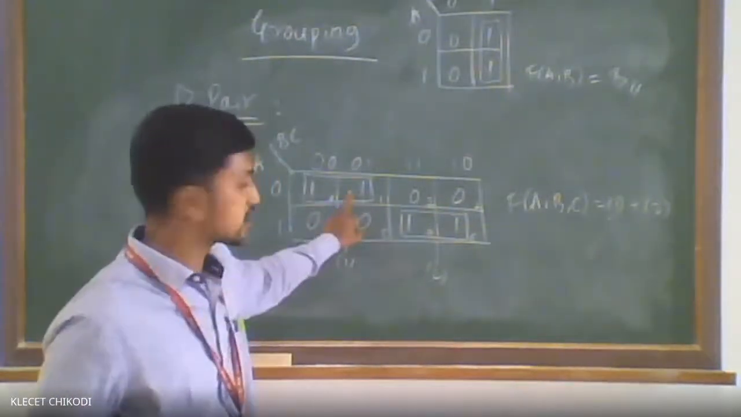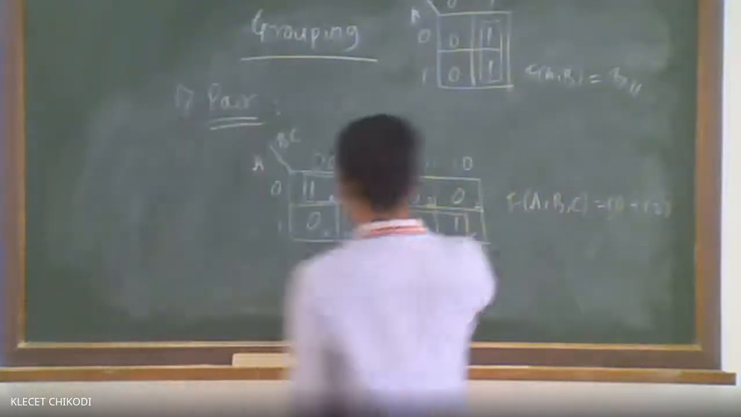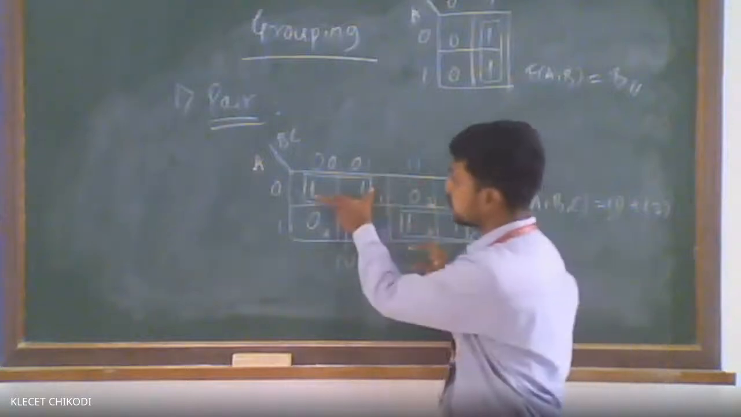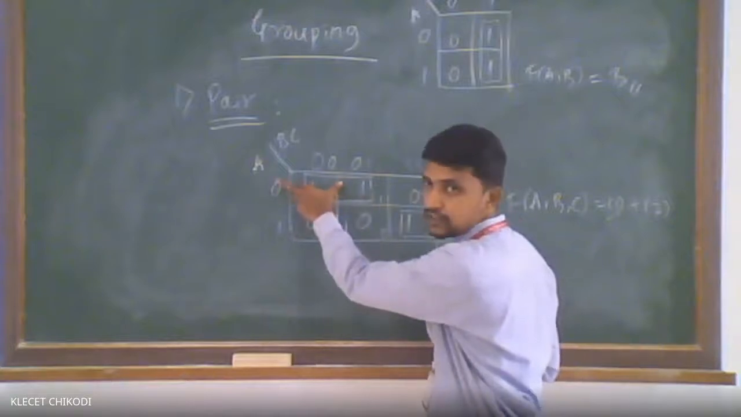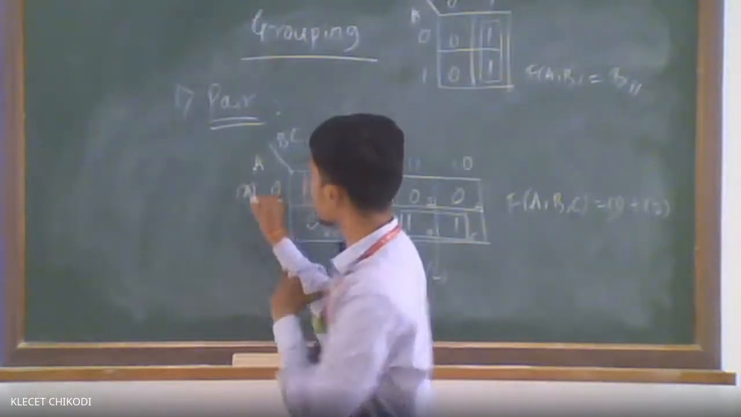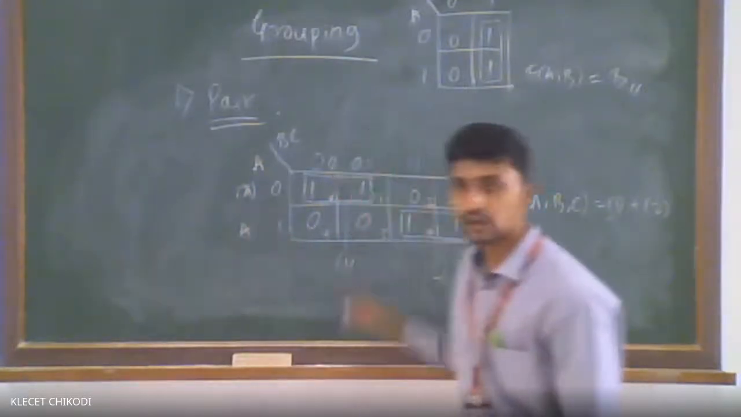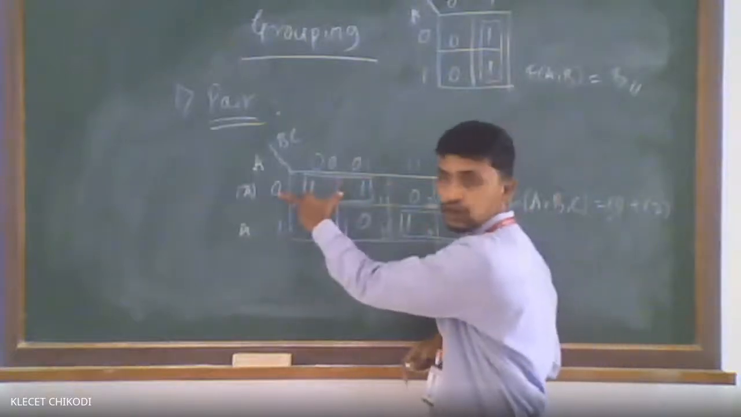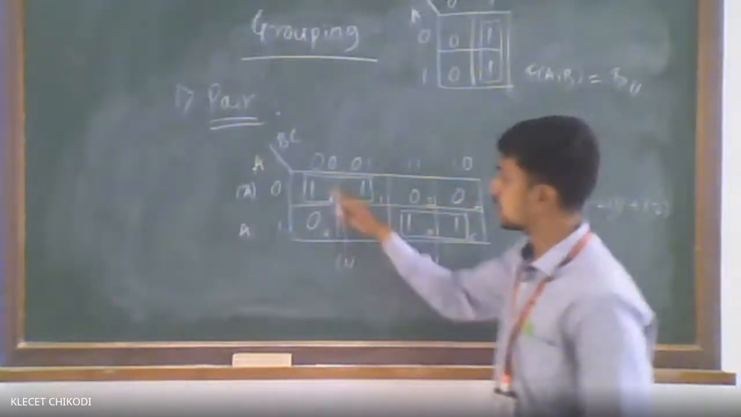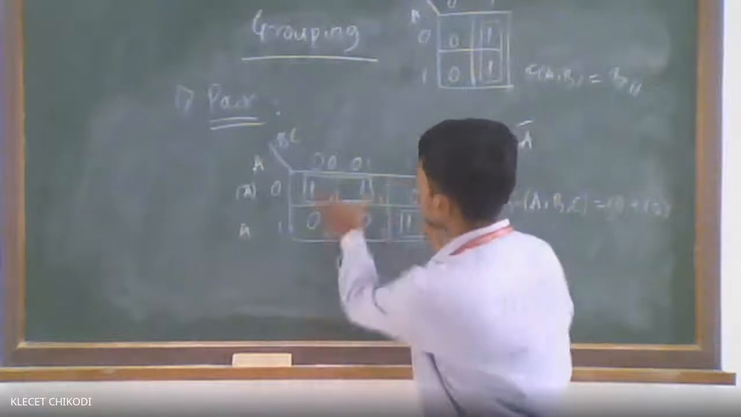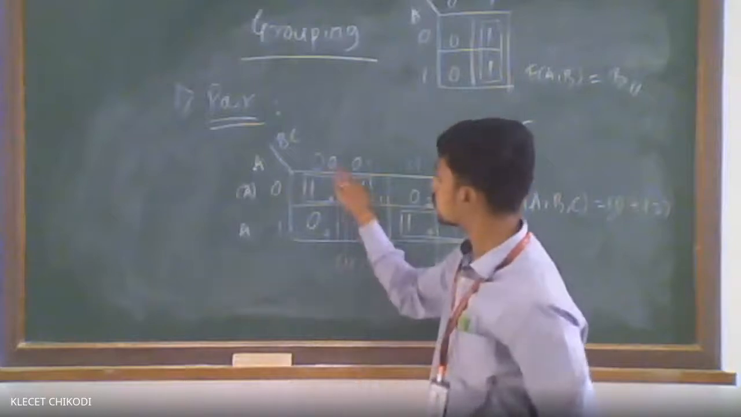Now I will write the expression for the first pair. So you have to see it like this. If you are taking the first pair, what is the respective row value? 0 means it is A bar. I have told you, 0 means it is A bar, and 1 means it is A. Since you are taking this pair, you take the respective row value. That will be A bar. And what are the respective column values? 0, 0 and 0, 1.